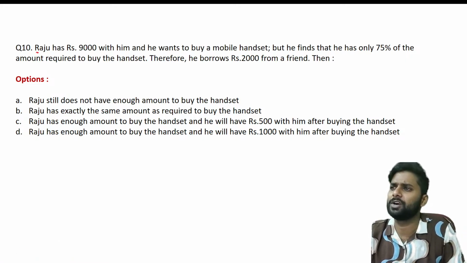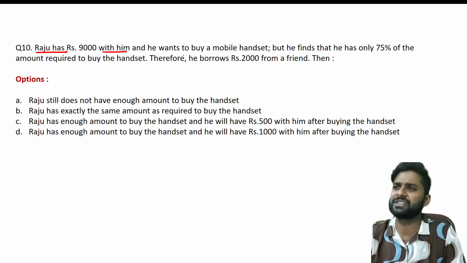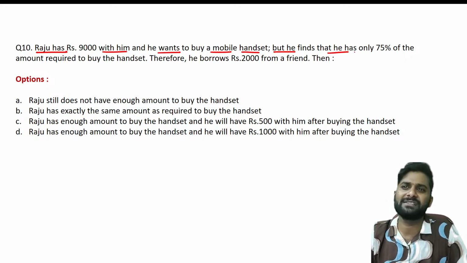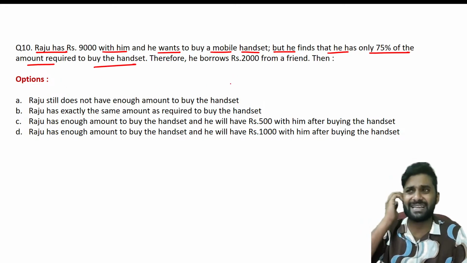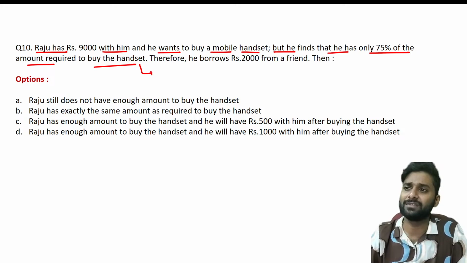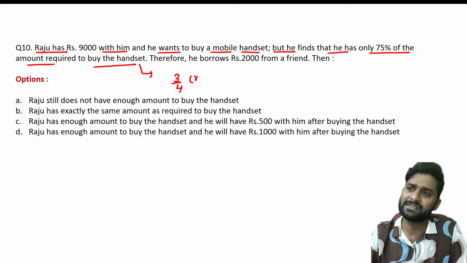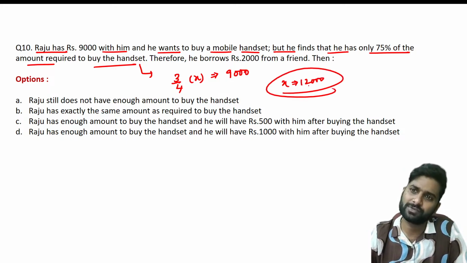Now see, Raju has 9,000 rupees with him and he wants to buy a mobile handset. But he finds he has only 75% of the amount required to buy the handset. First, identify the handset value. 75% means 3/4 of what he is having. The handset value is exactly equal to 12,000 rupees.